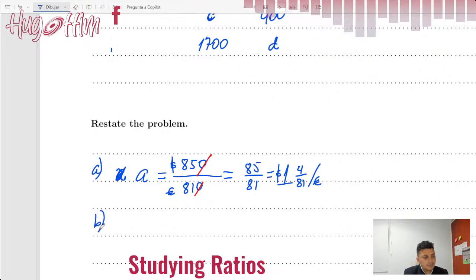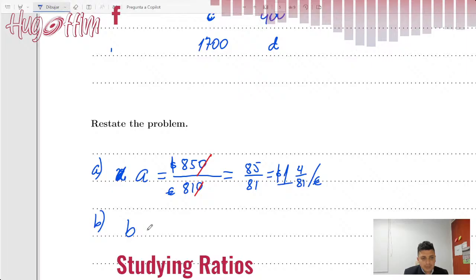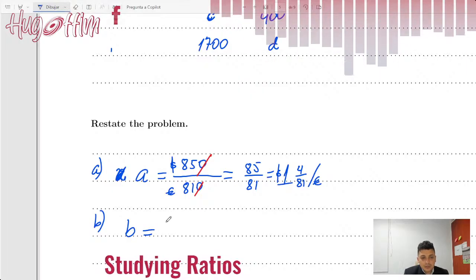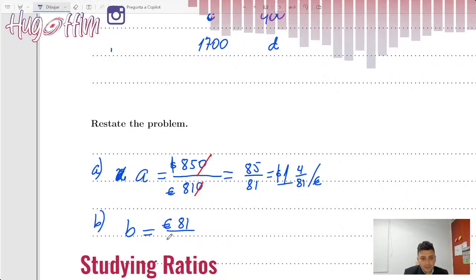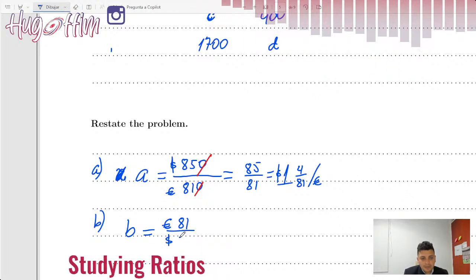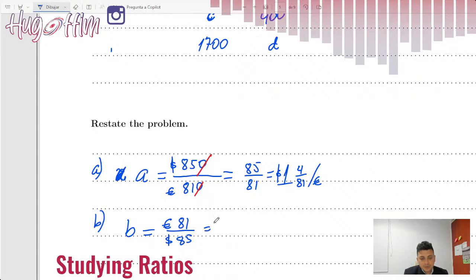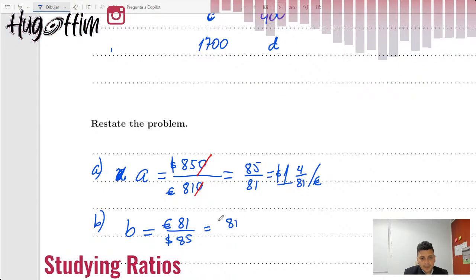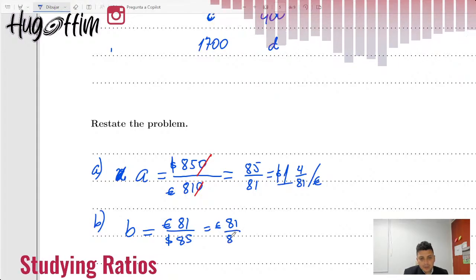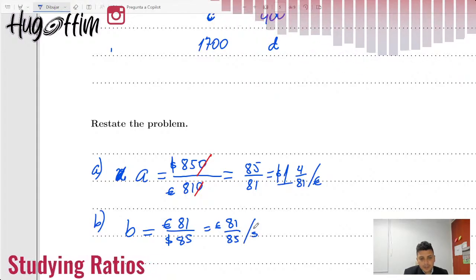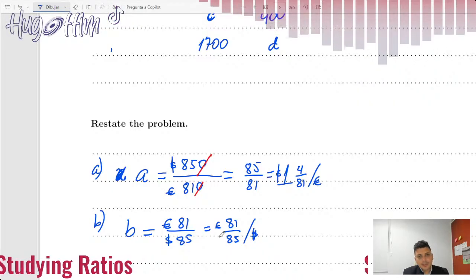And B is just the opposite, because it's euros to dollars. So I just need to take 81 euros over $85. So it's going to be 81 euros over 85 dollars. That will be the unit rate.